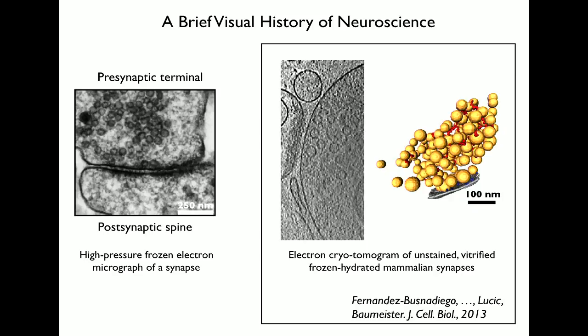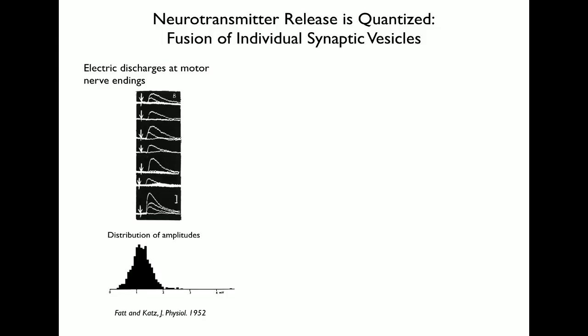Now, another important development happened also in the 50s, and that's work by Bernard Katz, who was mentioned here already. In his pioneering work, he looked at the electrical properties of neurons, more specifically at motor nerve endings. He was stimulating them electrically and then looking at the reaction from those neurons. He observed that there was a response at certain times, and when he plotted the distribution of these amplitudes, they were centered around a certain unit.